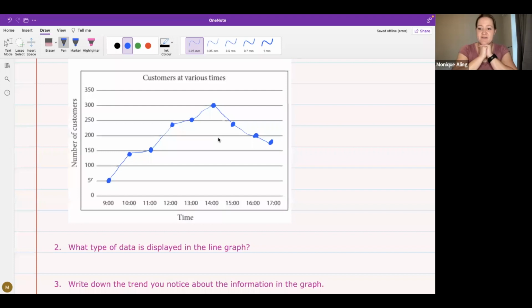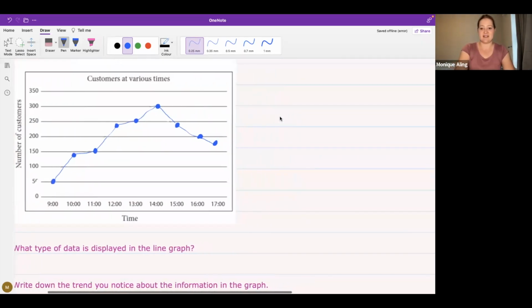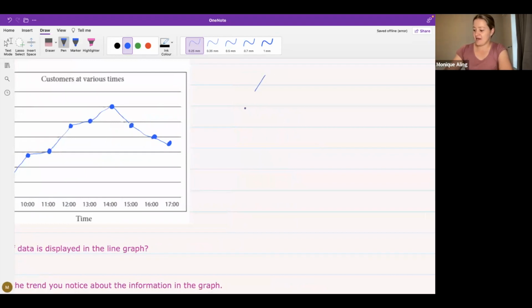Who can tell us what the difference is between discrete and continuous? Does anyone want to try that out? What is the difference between discrete and continuous? Okay, so just a reminder, it is categorical. The other type is numerical.